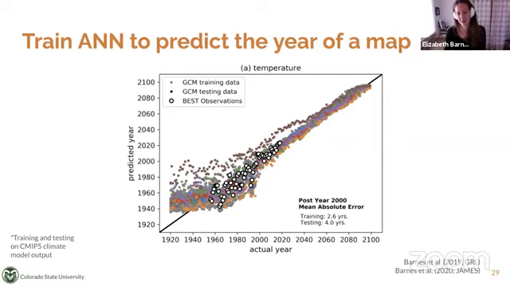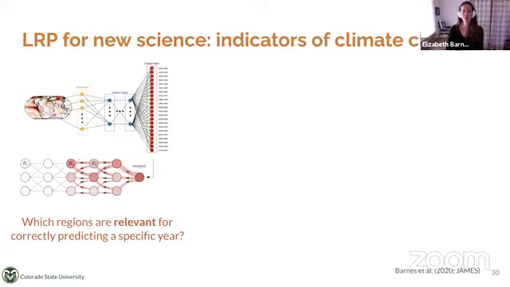Well, this is not the exciting part. The exciting part is now using layer-wise relevance propagation to figure out what the neural network learned in order to predict the year in the first place. That is, we have our network set up on the top here, but we can now propagate backwards through the network using LRP and ask which regions are relevant for correctly predicting a specific year.